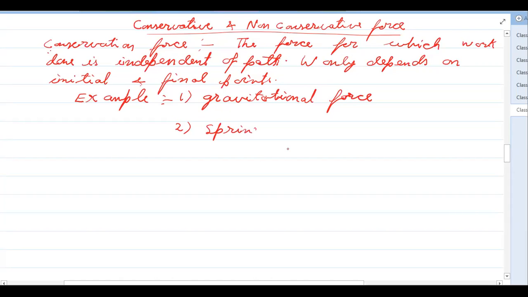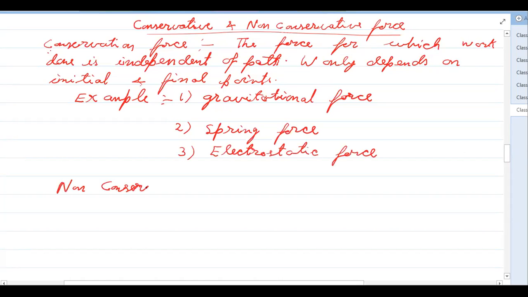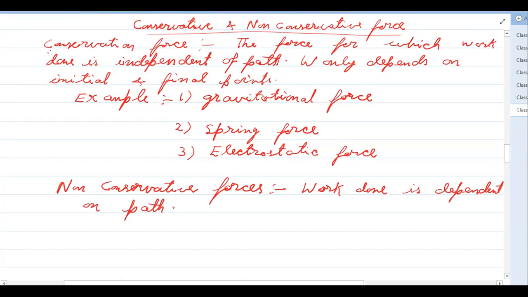Similarly, we have non-conservative forces. So what are non-conservative forces? The forces for which work done is dependent on path. Work done by these forces is dependent on path. Okay, so dependent on path. So what is the example? The best example is friction.